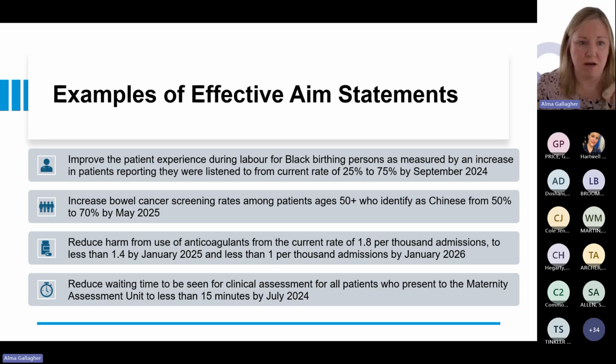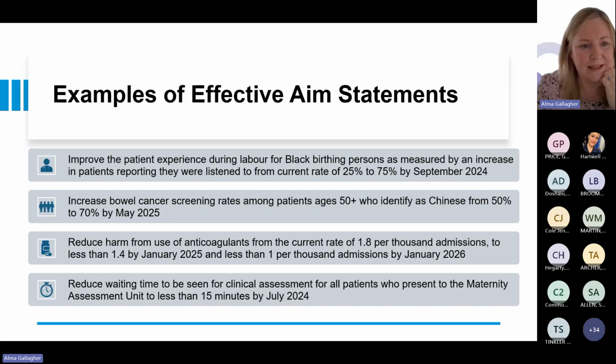You want to reduce harm. So you're setting out that you want to reduce, rather than increase or improve, harm from the use of anticoagulants from the current rate of 1.8 per thousand admissions to less than 1.4 per thousand admissions by January 2025. And they've also included a stretch target of wanting to reduce that even further, again, by less than 1% by January 2026. So that's where your project can be time-bound, specific, but also realistic, recognizing that they're not going to make that full reduction in that first period of time. That will be something in the second year.